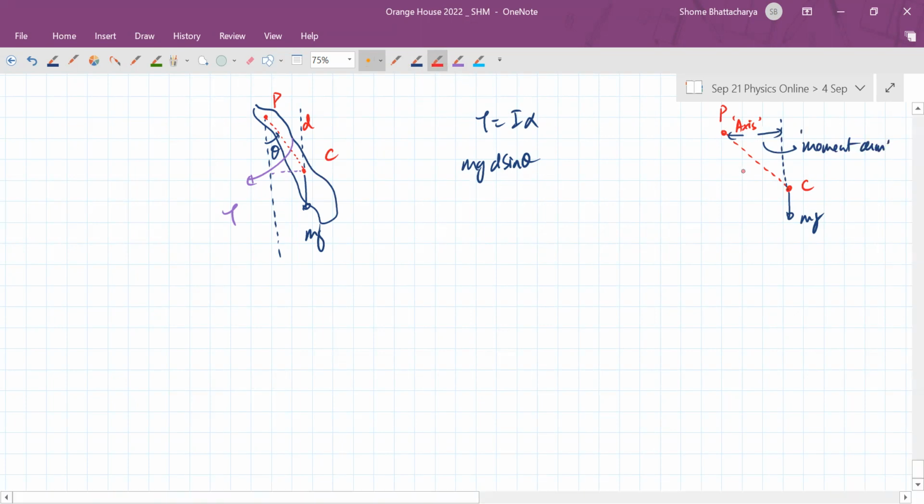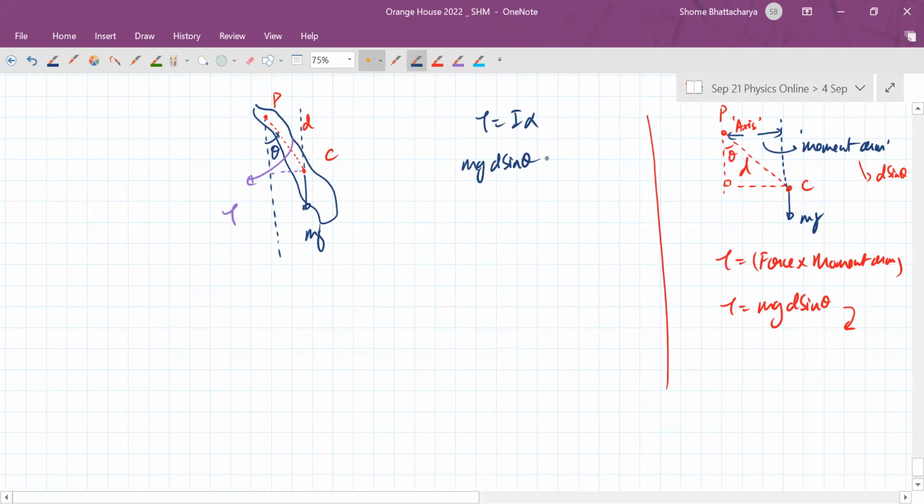And because this distance is d here, and this angle is theta, you can see the moment arm is equal to d sine theta. So torque becomes force into moment arm. So the torque becomes mg d sine theta. And the sense of the torque is like this, you can see.